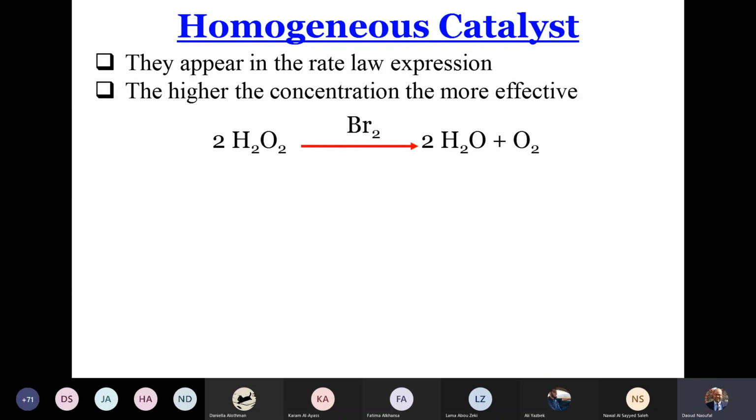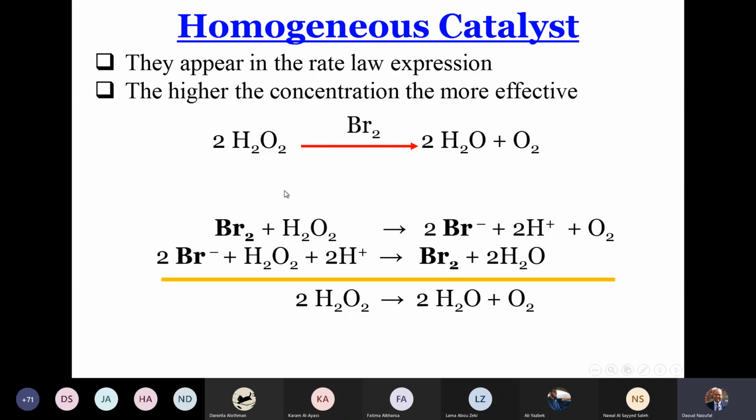Consider the reaction of decomposition of hydrogen peroxide to H2O and O2. In the absence of Br2, bromine, this reaction is very slow. The decomposition of H2O2 is very slow. If we add Br2 as a catalyst, the rate of the reaction is fast. So what is the mechanism? We can propose a mechanism. We can say that the decomposition of H2O2 occurs according to the following pathway. This is a proposed pathway. You would not need to propose it. We give you the pathway.